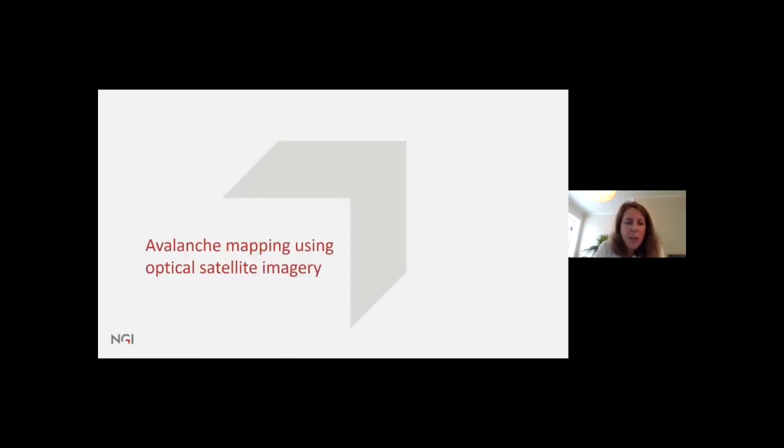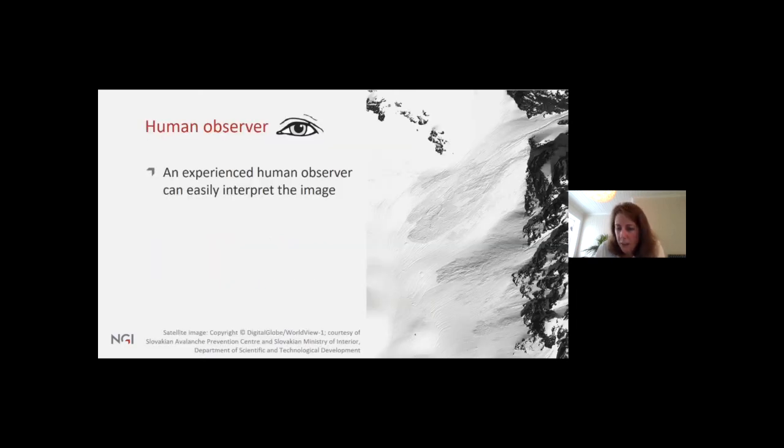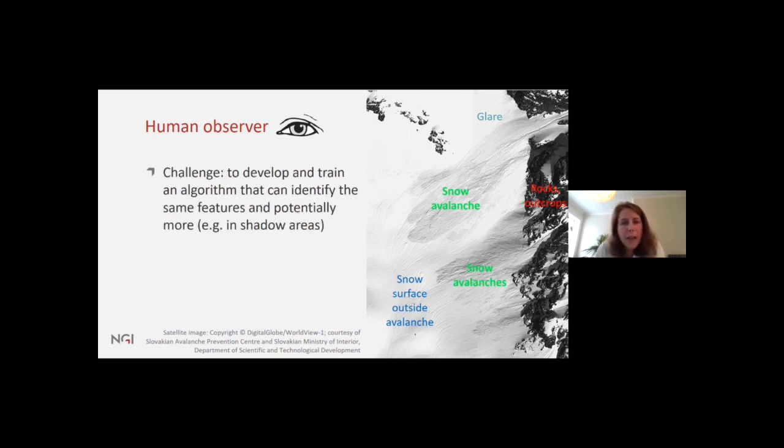I will show you some examples now of how we do this with optical satellite imagery. Here you see again a WorldView-1 image from an area in the Czech Republic, from the Tatra Mountains. Again, as a human observer, you will be very easily able to identify the avalanche deposits from the bare snow, from the glare, and from the rock slopes. Now the challenge is how we can train and develop an algorithm that is able to do the same, and maybe even can look better into shadowy areas than we can as a human observer.